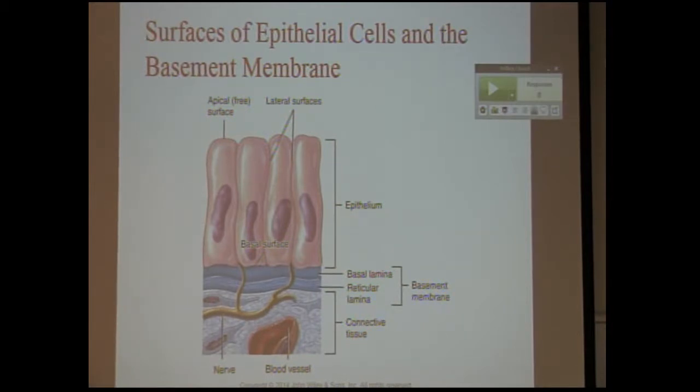So your skin, which is actually the next chapter, it's both. So the outer part of your skin is epithelial, and as you get farther into the skin, it becomes connective. And we'll go through all those layers in chapter 5.